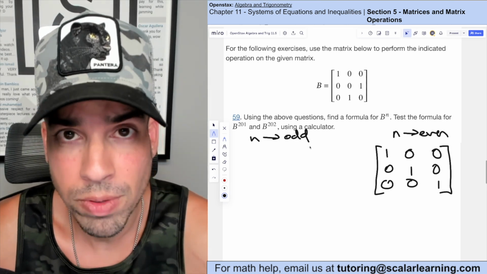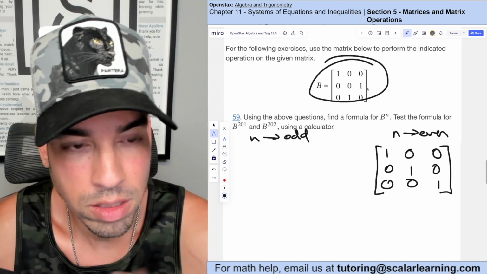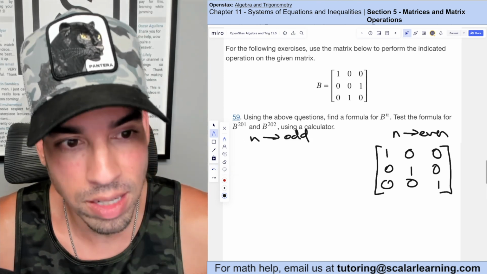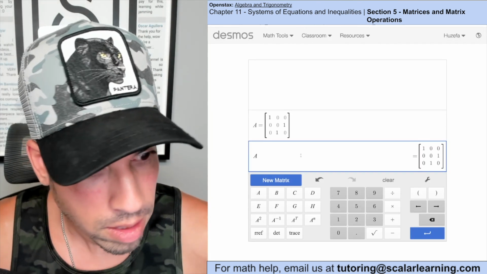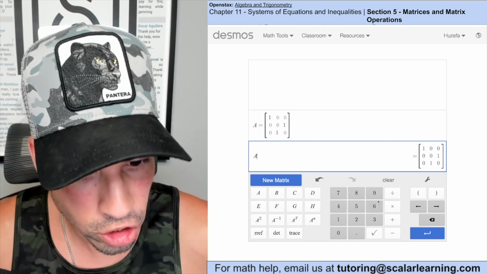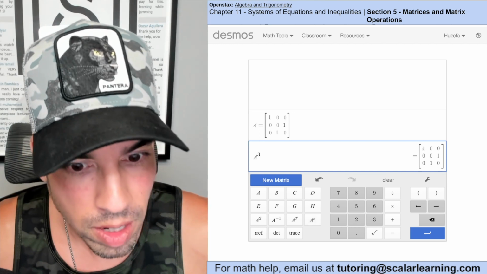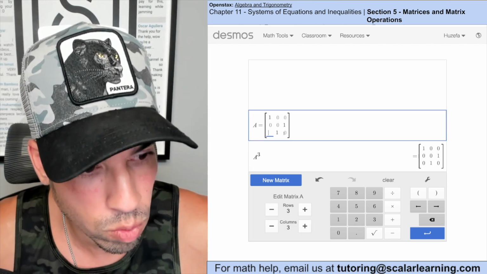So what we're going to do for this is instead of multiplying it out, and by the way, this is what it is to the first power. So maybe this is what repeats every time it goes to an odd power, but we're going to test it out in a calculator. So here is that matrix, and I'm going to say A, this matrix right here, 1, 1, 1, just like how we had it. And I'm going to raise it to the third power. And look at that, it's the exact same, 1, 0, 0, 0, 0, 1, 1, 0, 1, 0.